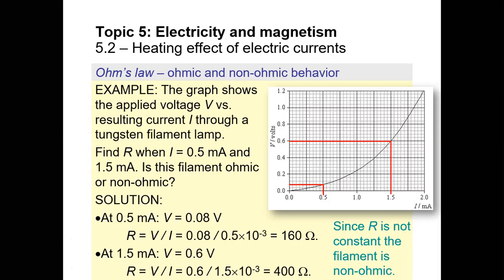So from here, what is the conclusion? See, R is not constant. In the first case, R is 160 ohm. In the second case, it is 400 ohm. So R is not constant. So this is not an ohmic substance. It is a non-ohmic substance. From the graph, it is also clear: it is a curved graph. It is not a straight graph.